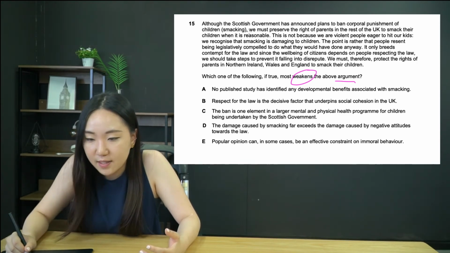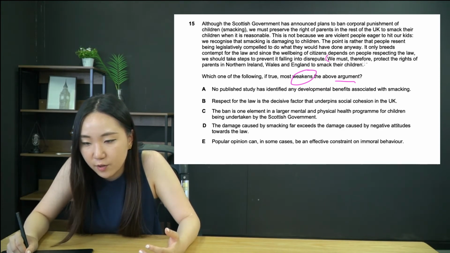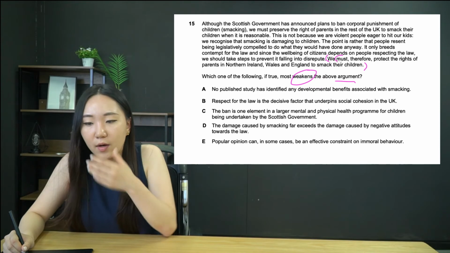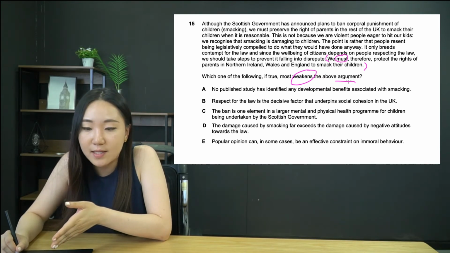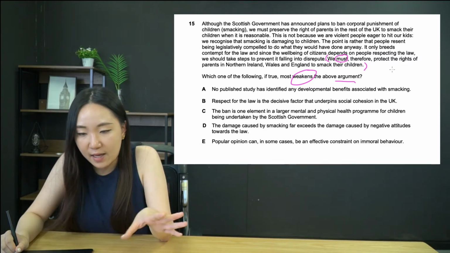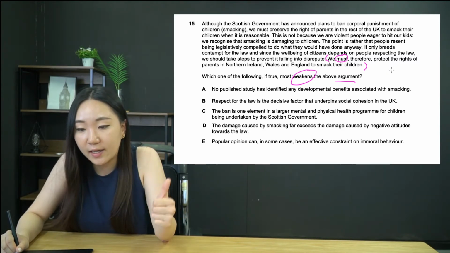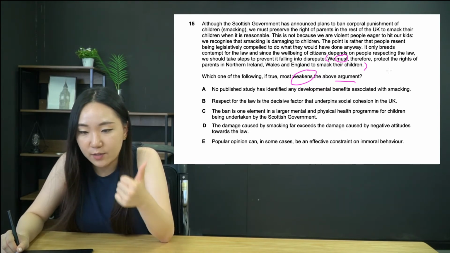I know that this sentence here is going to be the conclusion because it's got the word must in it. So I know that it's a normative statement that we're trying to get to. So I'm going to work backwards. We're basically saying we must therefore protect the rights of parents in X to smack their children. Why? How are we getting to that conclusion? That's going to be our argument, right? So why do we have to protect the rights?